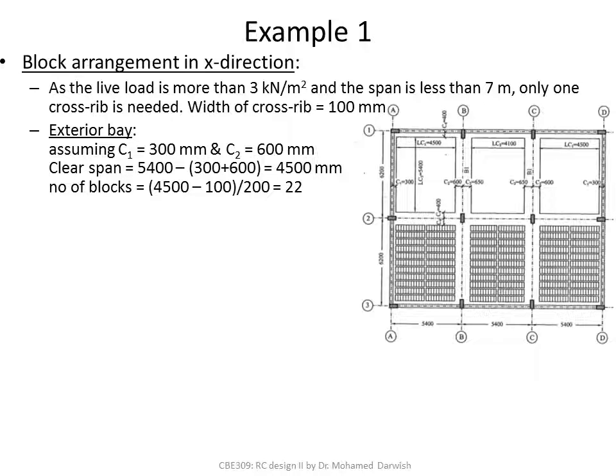So simply, in order to do the exterior bay, you start with the exterior bay. You will assume the dimension C1 to be 300 millimeter and the dimension C2 to be 600 millimeter. So the clear span is 5400 minus 300 plus 600. This is 4500 millimeter. The number of blocks will be 4500 minus 100 over 200. This is a clear 22.